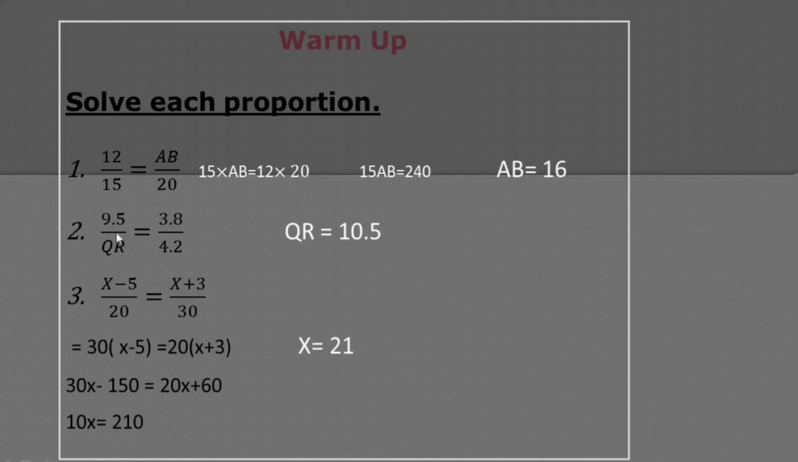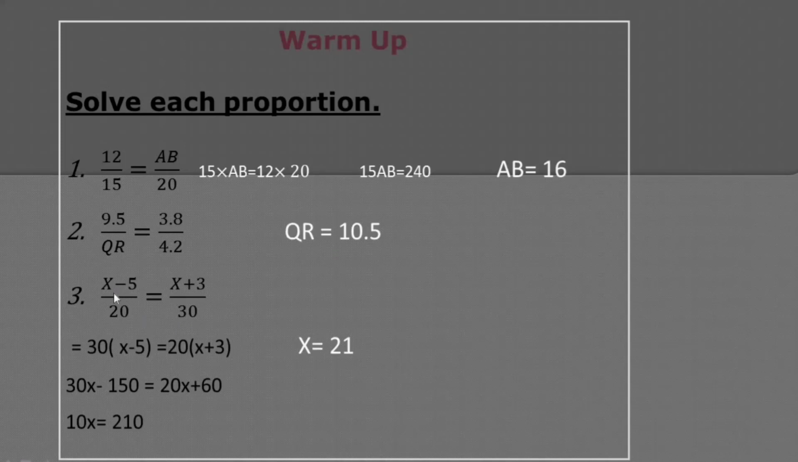The second one, 9.5 divided by QR equal 3.8 divided by 4.2. This is the same way. I need to find QR, so cross multiplication or scissor way. So 3.8 multiplied by QR equal 4.2 multiplied by 9.5. In the simplest form, after doing my operation, QR is going to be 10.5.